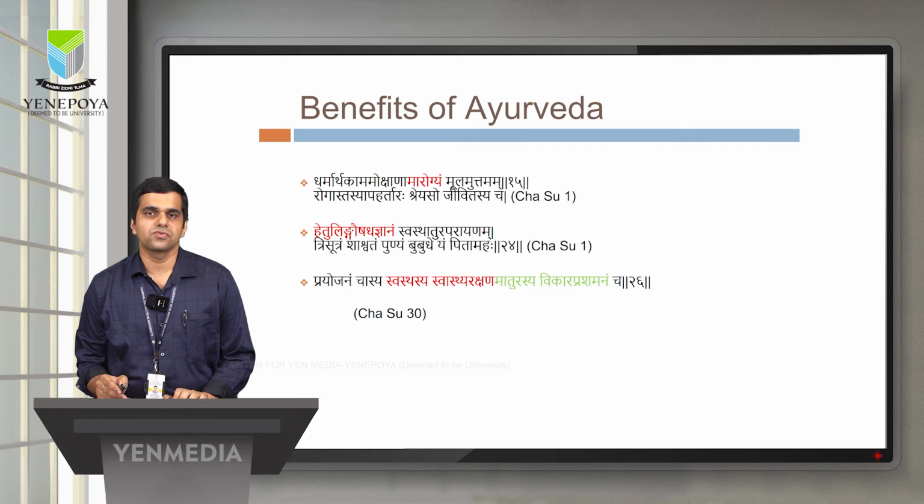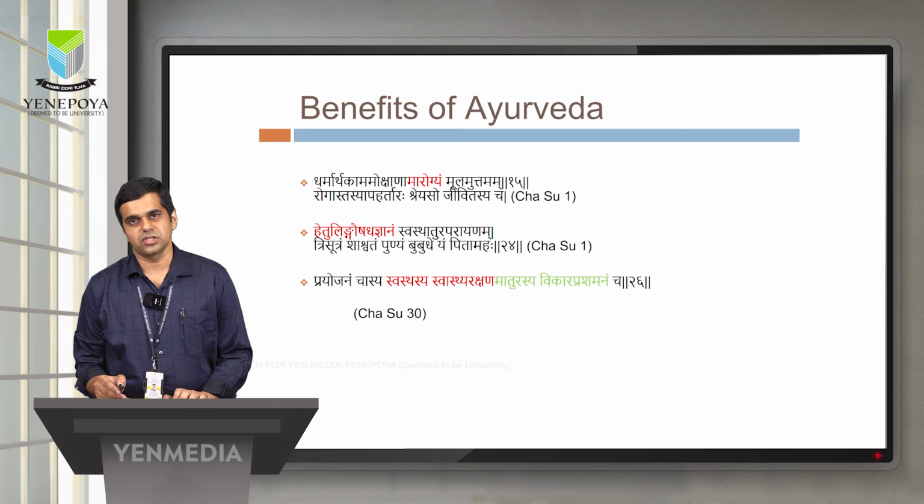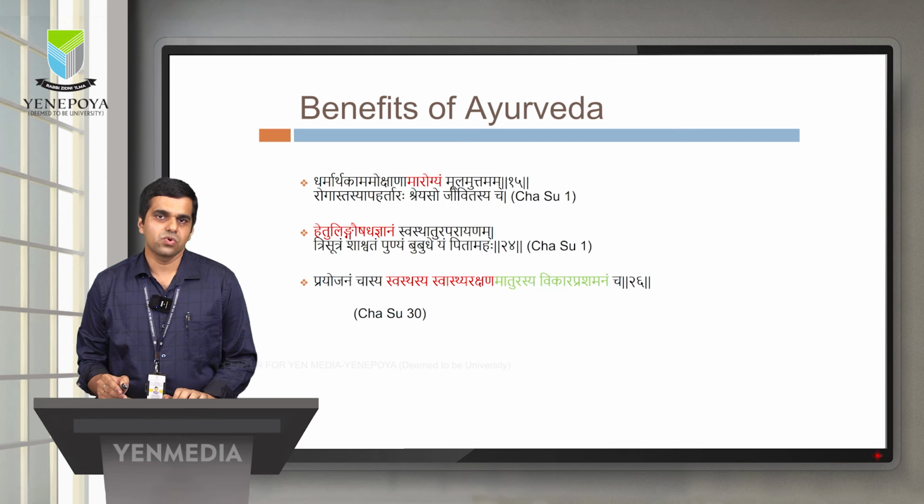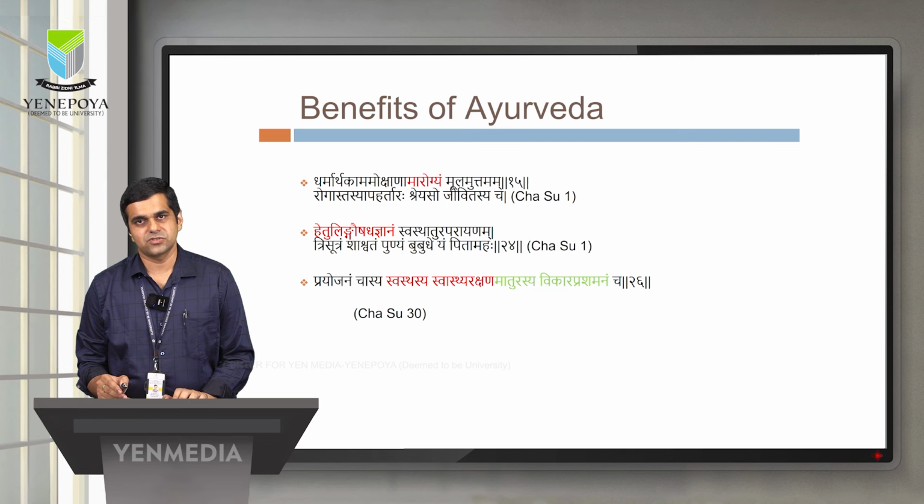And for all of these four things, the most important thing is arogyam moolamuttamam. You require arogya, only then can you attain the above four purusharthas. Rogas tasyapahartarah shreyaso jivitasya cha. What do diseases do? They will take away Shreyas as well as Jivita, your life. Shreyas is the wellness and Jivita is your life.